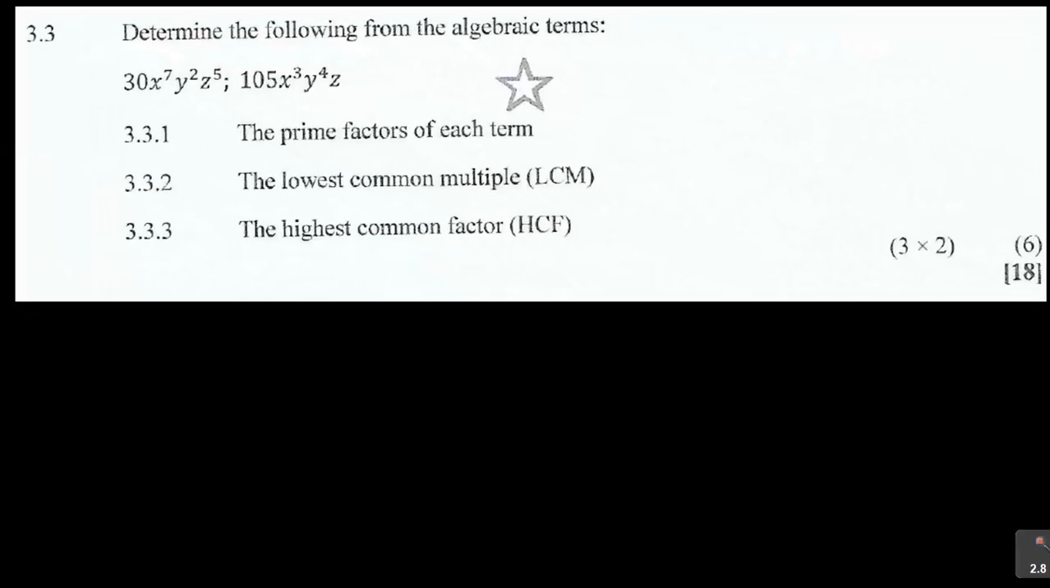It says here, determine the following from algebraic terms. So we're talking about algebraic terms, and they're given that and that. So in this one, 3.3.1, the prime factors of each term. So for the prime factors, you don't need to worry. Your calculator can actually find you the prime factors. So what do we have? The first one that we have is 30x to the power 7 y squared z 5.